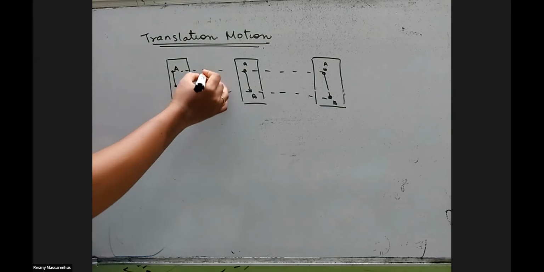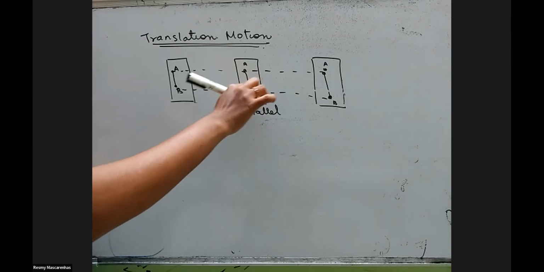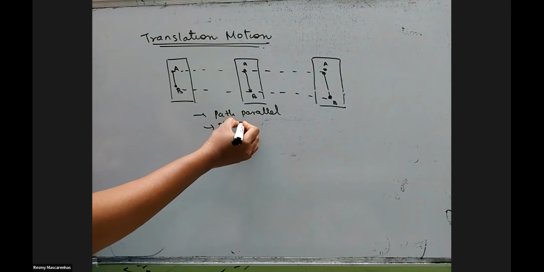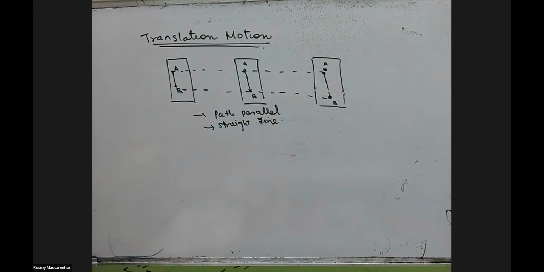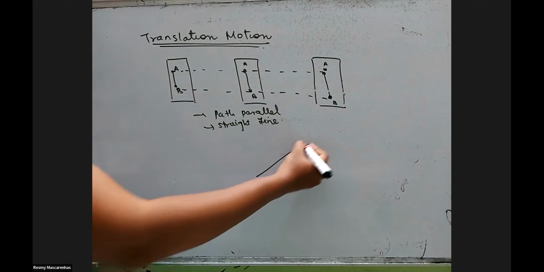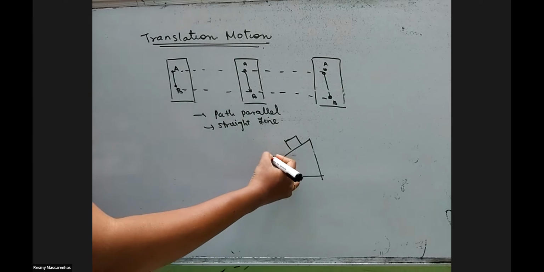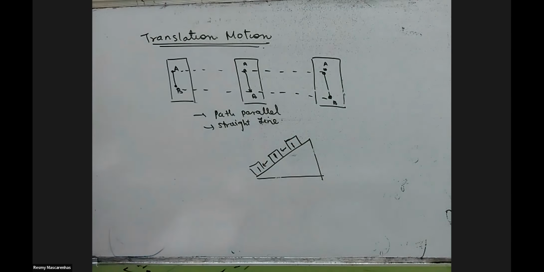Okay, so if you see, the path is always parallel. A and B everywhere will remain the same, and it is in a straight line. This is called a translation motion. Even on this, suppose if it is moving till here, this will come sliding down, suppose. So this is also an example of a translation motion. If you compare any two particles, they will always be parallel.